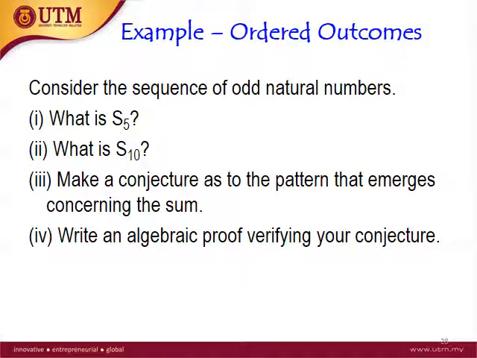So this is an example of an ordered outcome question. So we have the stem of the question, that is a sequence of odd numbers. So parts 1, 2, 3, 4 are the sub-items. So the question is structured from low order to high order. So part 1 and part 2 are at level 3 of the Bloom taxonomy, part 3 is at level 4, and part 5 is at level 6. So students' answers to the sub-items will indicate their level of competence.